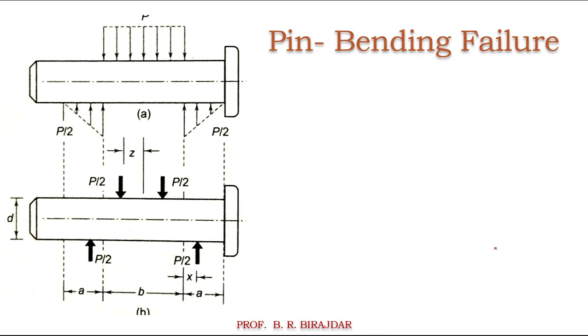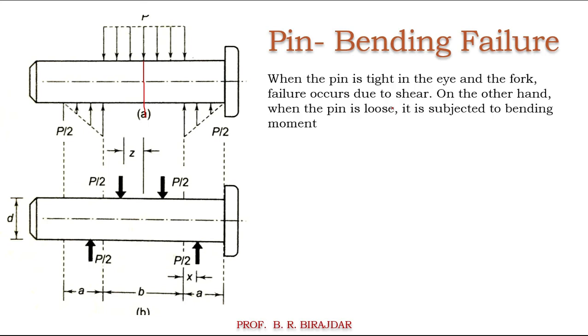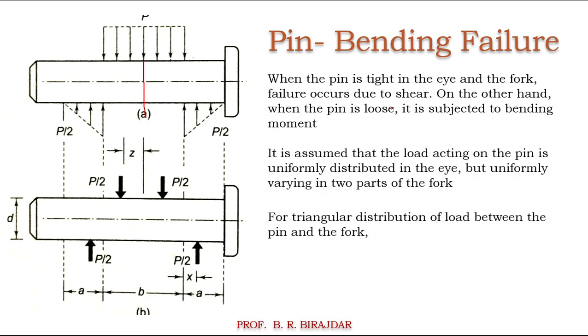Now the bending failure of the pin we will take. We know the bending moment is maximum at the center, similar to the case we had seen for the cotter pin. Already we understood that. So we will take the bending moment at the center, considering the forces towards the left hand side. Again the same assumption which we have seen: the forces in the eye end are uniformly distributed, and the forces in the fork end on the pin are uniformly varying from 0 to maximum.